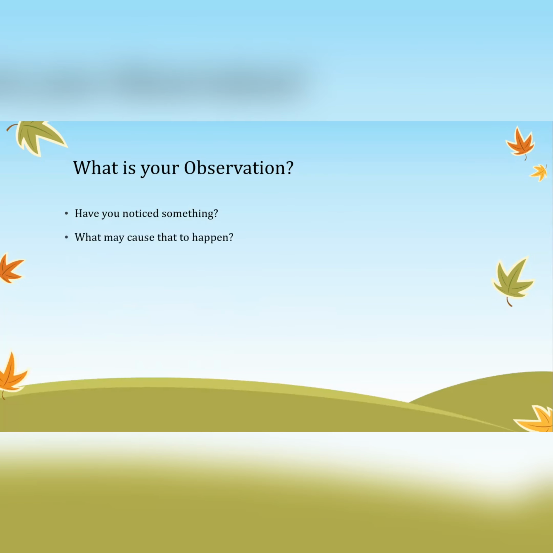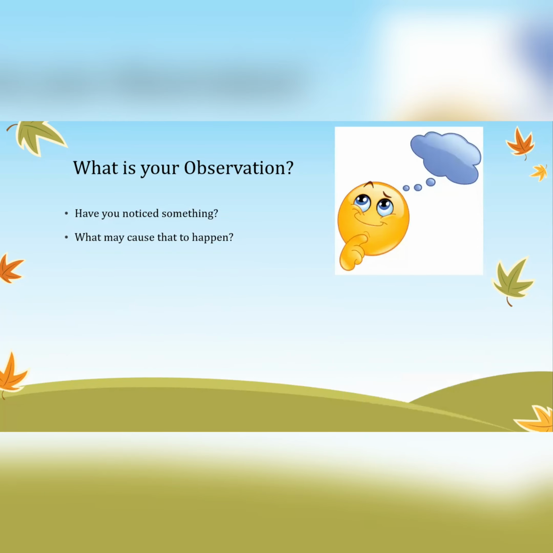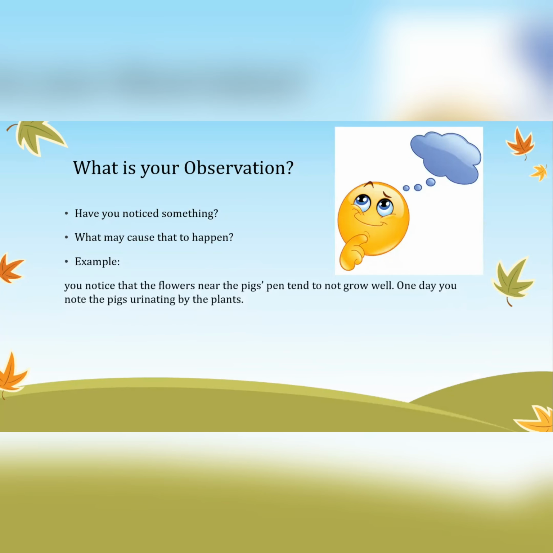And you're asking yourself, what may cause this thing to happen, which I'm observing? So you're thinking about all those things. For example, you notice that the flowers near the pig's pen are not growing properly. And one day you notice the pigs urinating by the plants. So you're now thinking, the plants are not growing properly, so could this be the cause of what's happening?